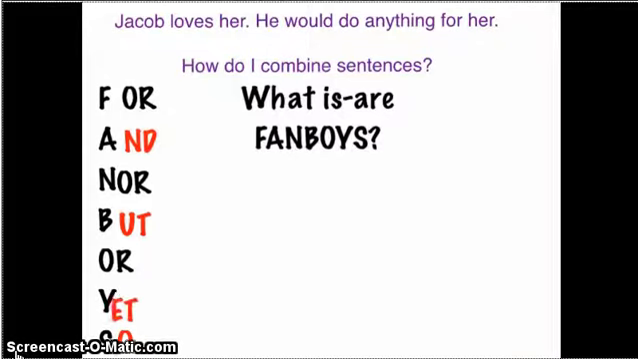So as I drag the last one over, you're probably wondering, Mr. Kraus, why are some of these in red? That's a great question. Those are the ones I'd like you guys to focus on. They are a sure bet for following this tool, and you should avoid trouble if you stick with them. Alright? So to review, what are Fanboys? Fanboys is an acronym, and it stands for for, and, nor, but, or, yet, so. And we come back to our initial question, which is, how do I combine sentences? And we're going to combine sentences using Fanboys, using these words.